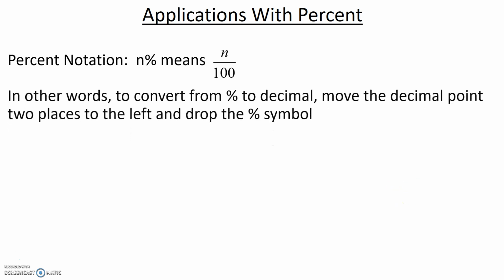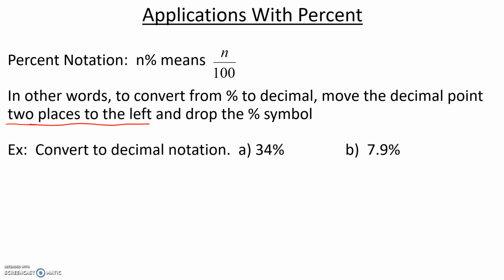In this section, we are going to talk about applications with percent. So first off, percent notation, and percent means n out of 100 or n over 100. In other words, to convert from percent to decimal, we move the decimal point 2 spaces to the left and drop the percent symbol.